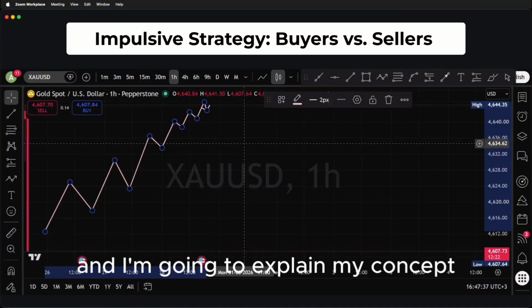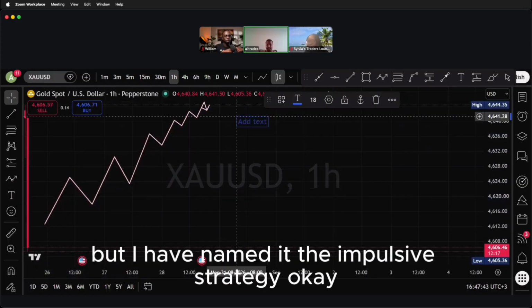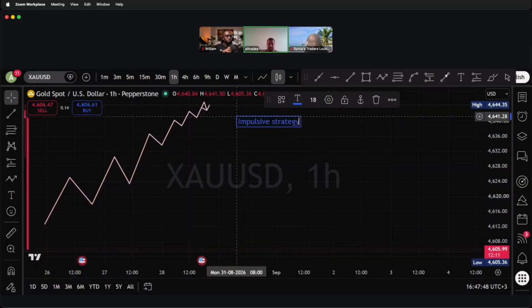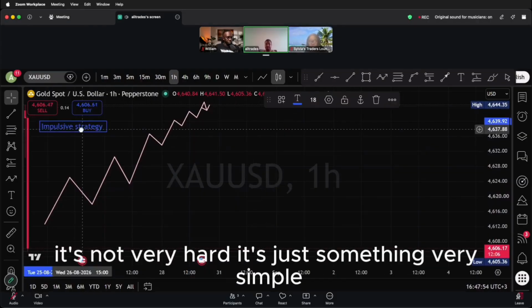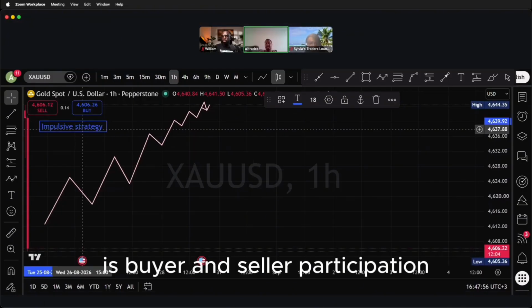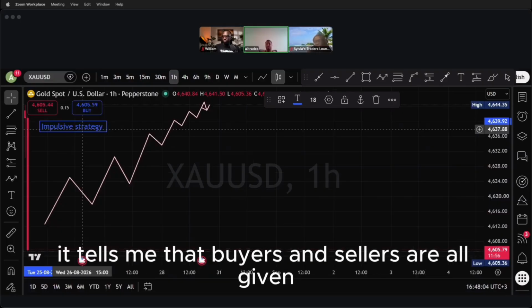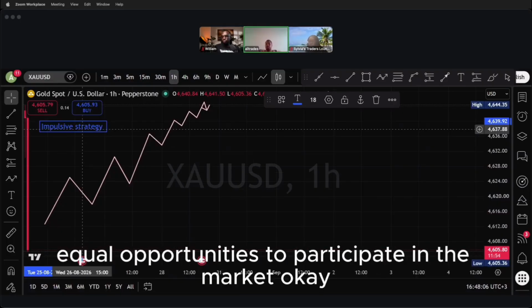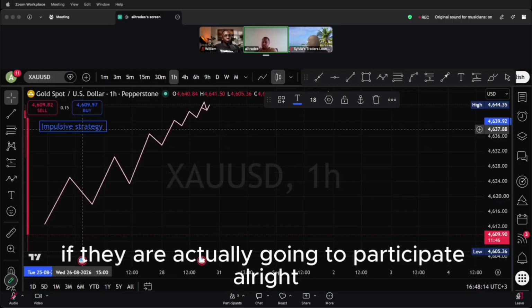I'm going to explain my concept through something that I've borrowed from a few concepts, but I have named it the impulsive strategy. It's not very hard. It's just something very, very simple. What I'm looking at is buyer and seller participation. According to the impulsive strategy, buyers and sellers are all given equal opportunities to participate in the market. It is now up to them to decide if they are actually going to participate.